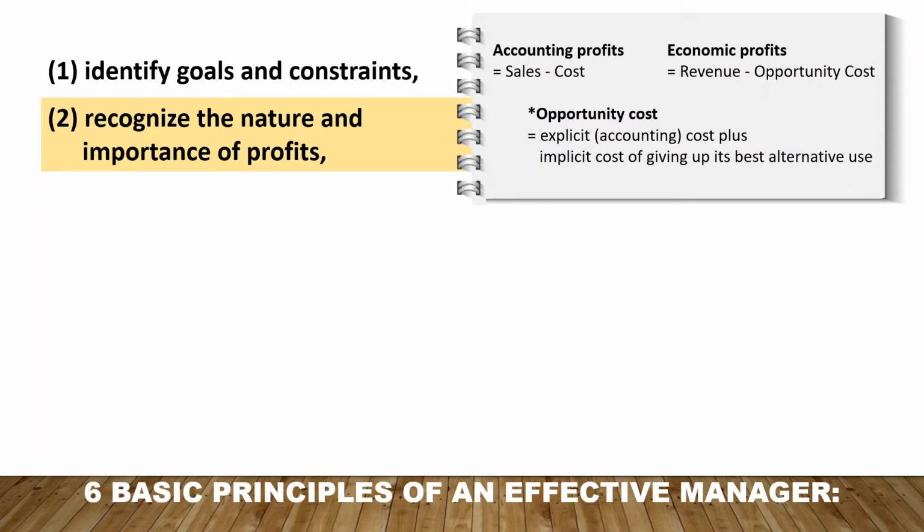The second principle is to recognize the nature and importance of profits. We often relate profit to accounting profits, whose formula is sales minus cost. However, economic profits is formulated as total revenue minus total opportunity cost. Opportunity cost is formulated as the explicit or accounting cost of a resource plus the implicit cost of giving up its best alternative use. Opportunity cost is generally higher than accounting cost. An example for this would be a pizzeria.